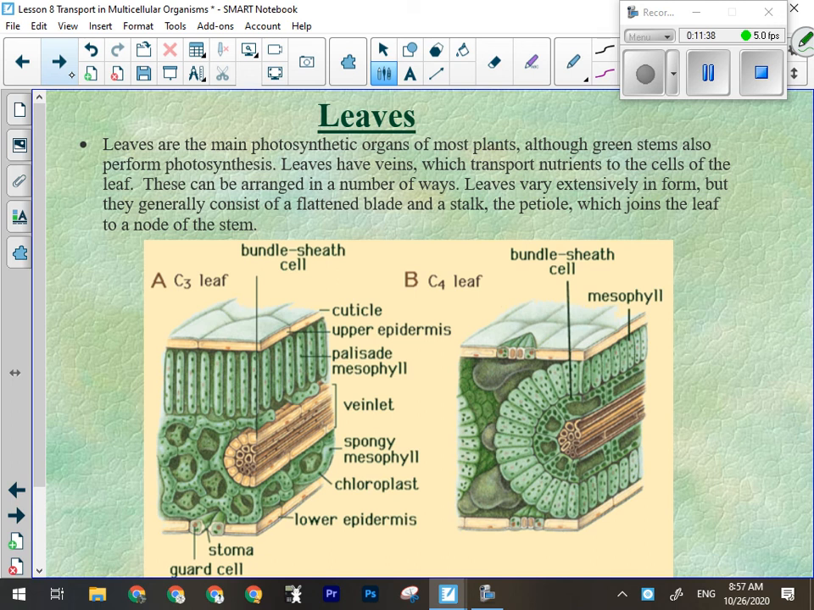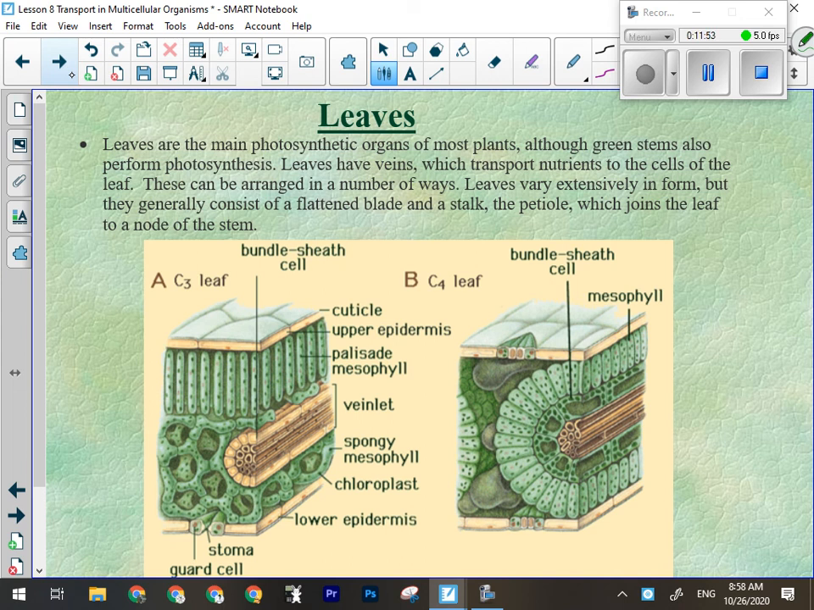Okay, and then the leaves. Okay, so layers of the leaf again here. Layers of the leaf are super important because it's, again, an example of a multicellular organism with specialized cells. So that top layer of the plant is the epidermis.